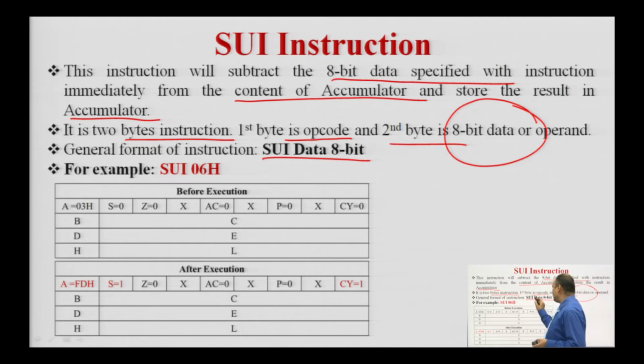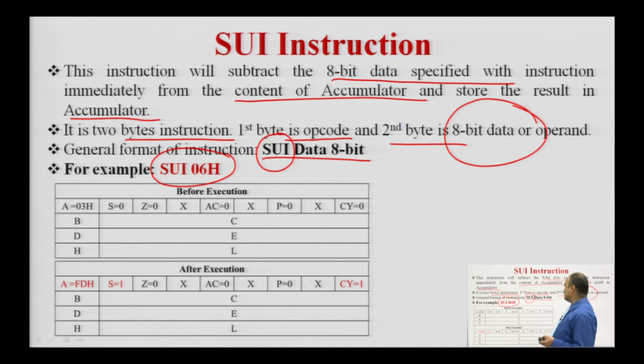So, this opcode for the SUI instruction requires 1 byte, and the specified data which is 8 bit. So again, 1 byte is required. So, it is a 2 byte instruction. For example, here the instruction is SUI 06H. So, here 06 is nothing but the 8 bit data which is specified with the instruction.